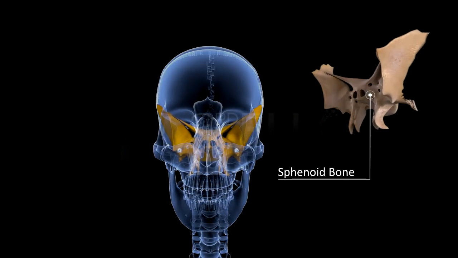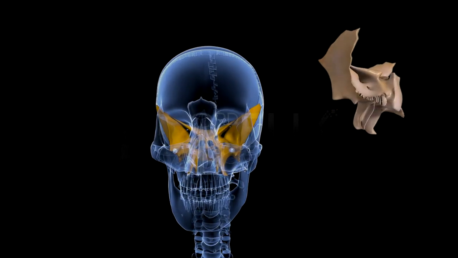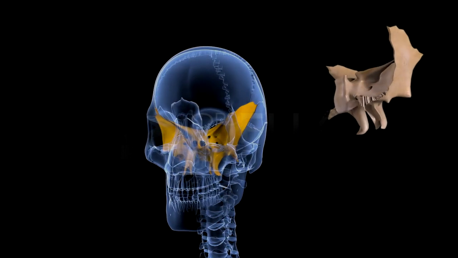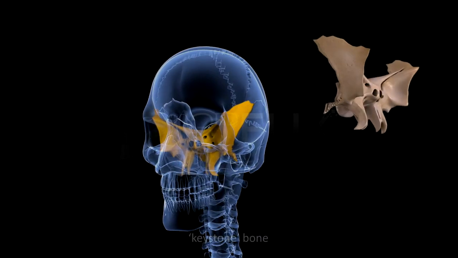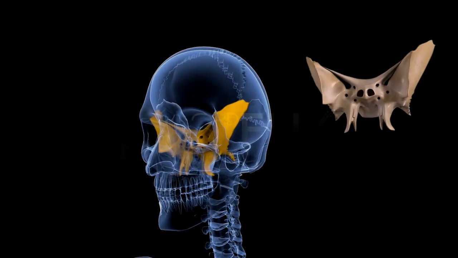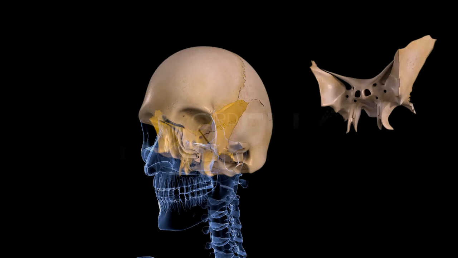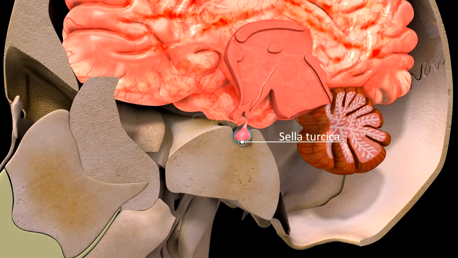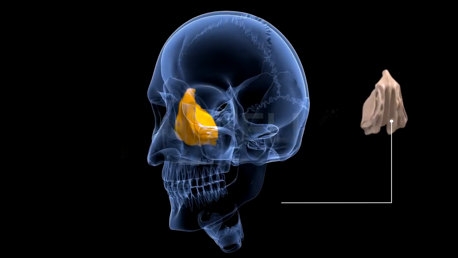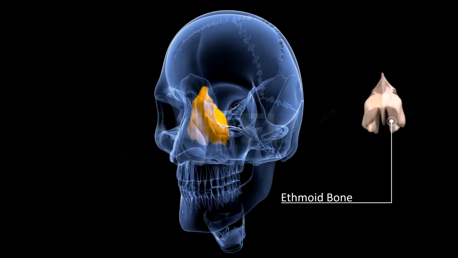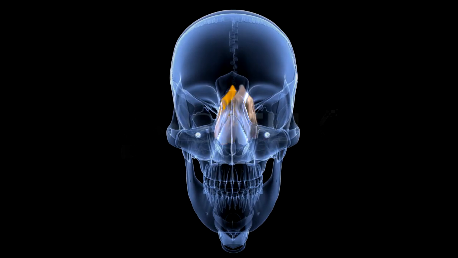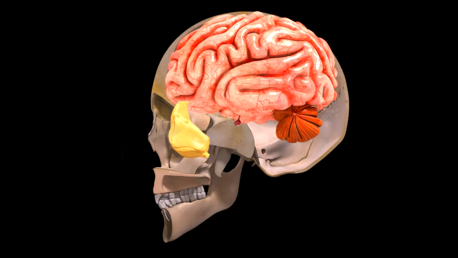Sphenoid bone. It is present in the middle part of the base of the cranium. It is a butterfly or bat-shaped bone with 2 wing-like processes. It is referred to as the keystone bone of the cranium, as it articulates with all of the other cranial bones. It has a pit-like depression called the sella turcica, which lodges the pituitary gland. Ethmoid bone. It is present on the midline of the anterior part of the cranial floor between the 2 orbits. It separates the nasal cavity from the brain.